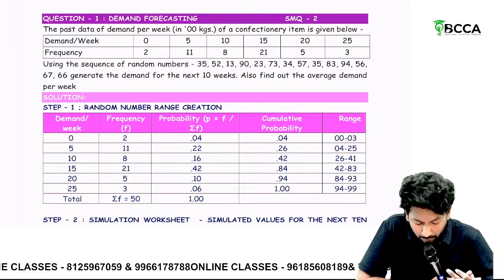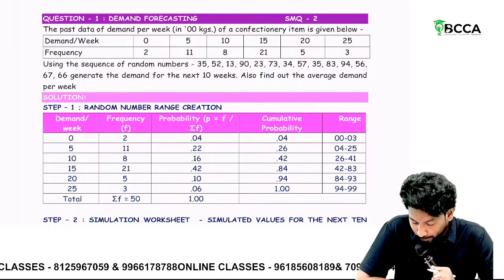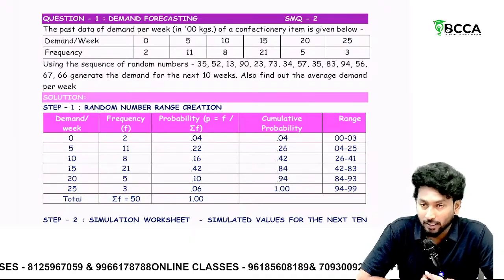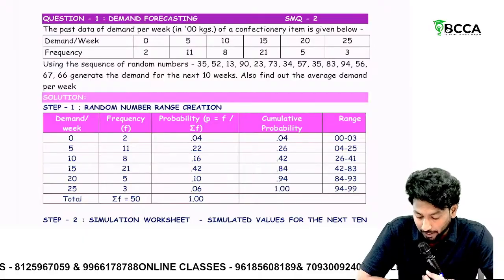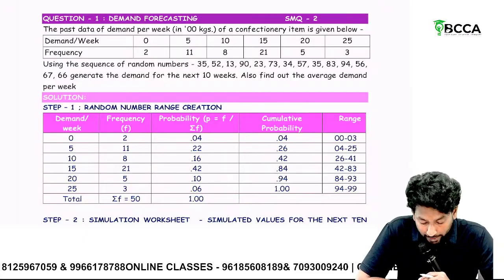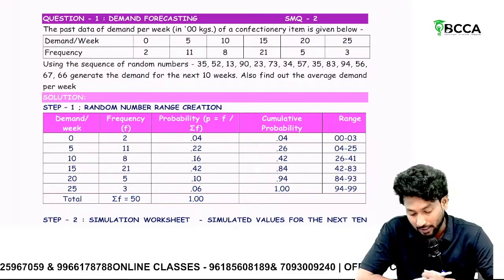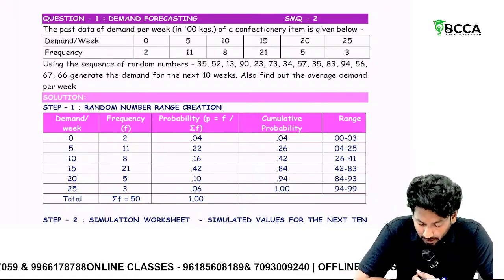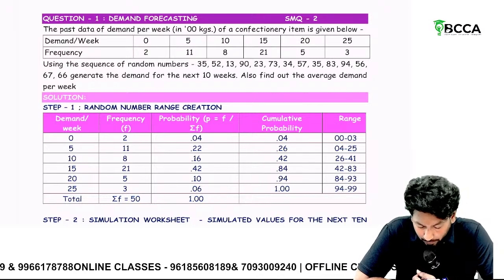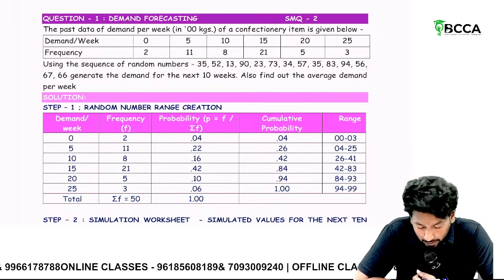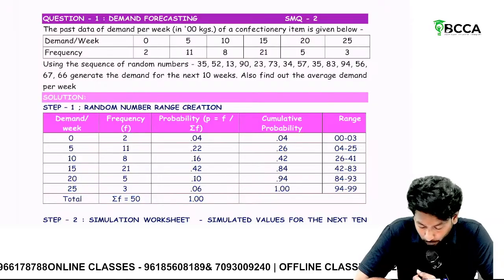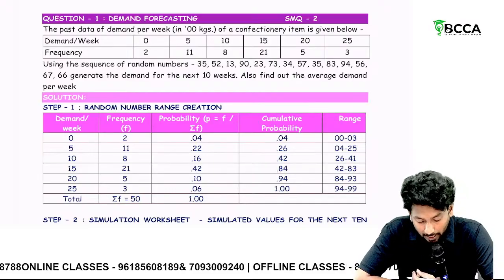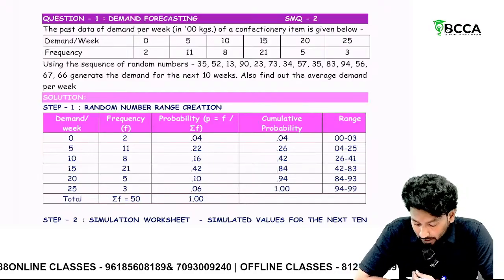Given below, demand per week: 0, 5, 10, 15, 20, 25, sir. Next, frequency: 2, 11, 8, 21, 5, 3, sir. Using the sequence of random numbers 35, 52, 13, 90, 23, 73, 34, 57, 35, 83, 94, 56, 66, 50, 67, 66, generate the demand for the next 10 weeks. Also find out the average demand per week.